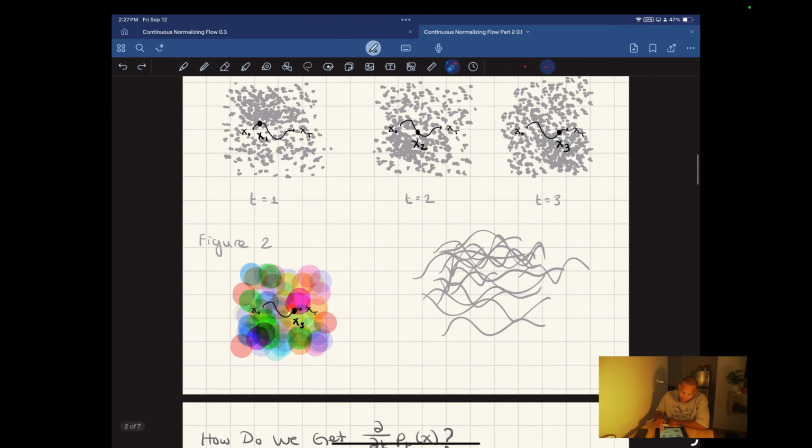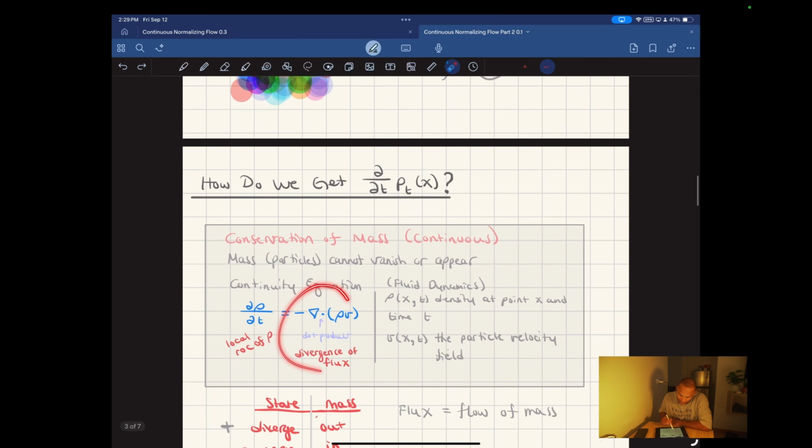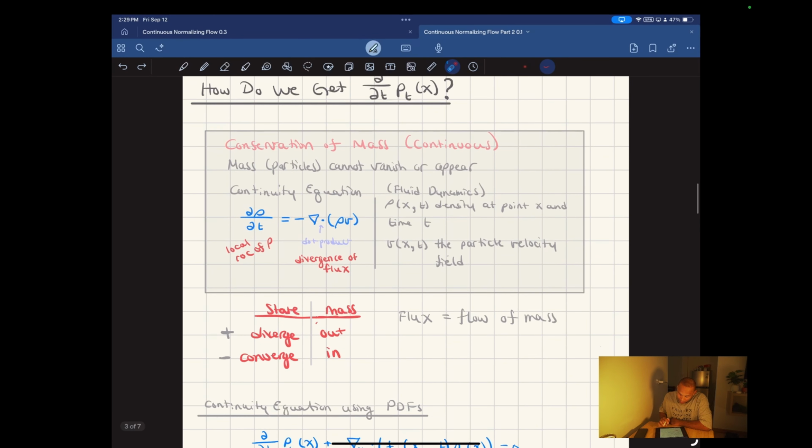So the final form of our total derivative: we're basically saying the total derivative equals the negative divergence of the velocity field. This is not divergence of flux. The divergence of flux is a measure of the flow of mass, right? It's velocity times density. It's the nabla, the gradient operator, dot product with density times velocity, right?